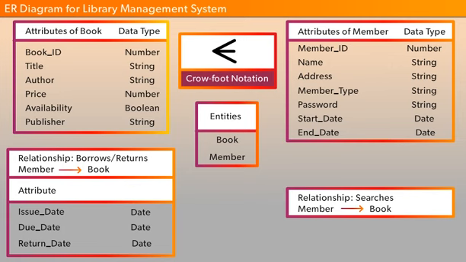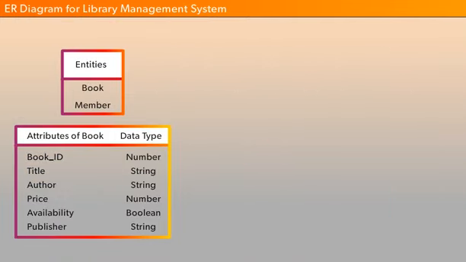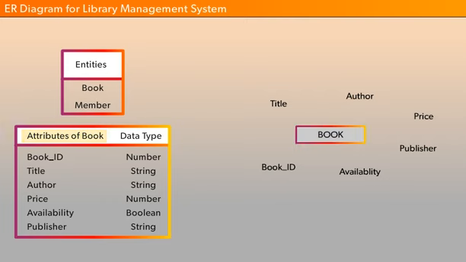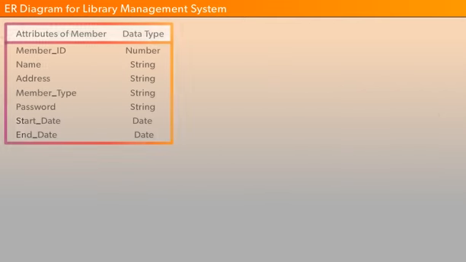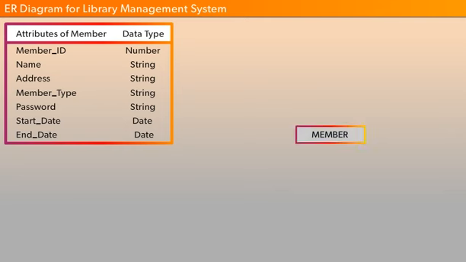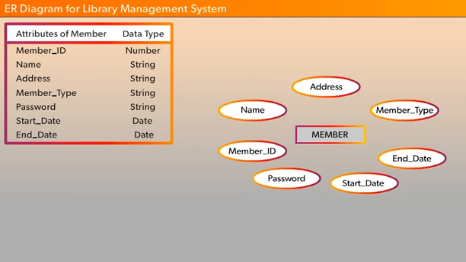Now, let us see how to represent the identified entities, attributes and relationships for the library management system in an ER diagram. Out of the notations available, we shall use the crowfoot notations as they clearly explain the components of the ER diagram. First, let us find out how to represent the book entity set and its attributes in the ER diagram. As book is an entity set, it is represented using a rectangle. The attributes of the book are represented using ellipses. The book entity set and its attributes are connected using lines.